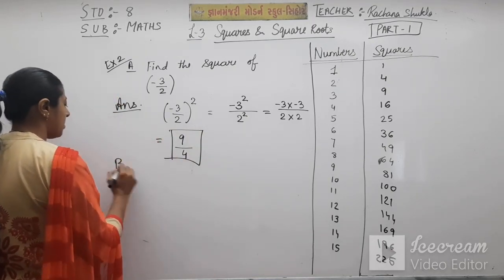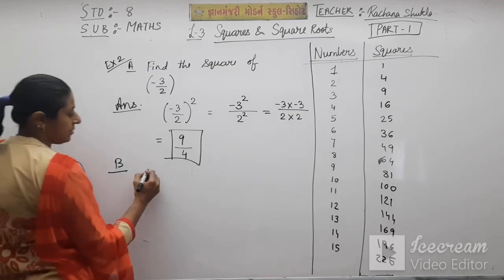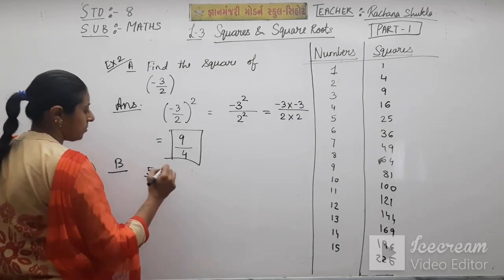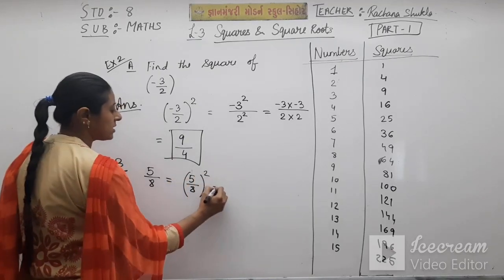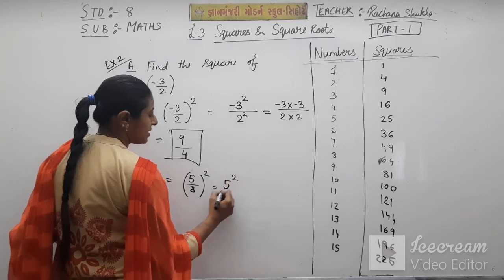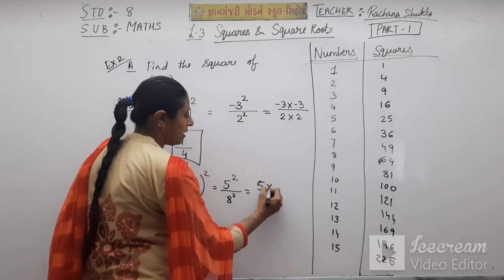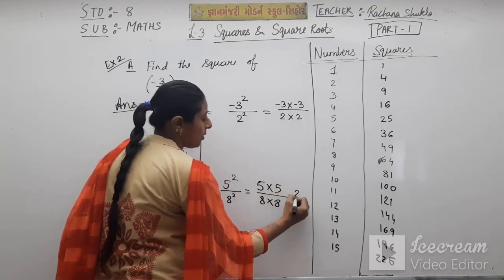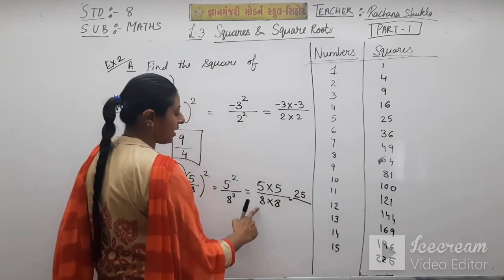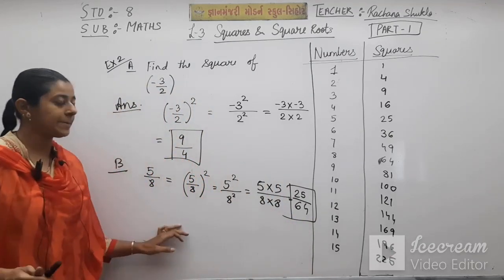Next, number B. Your question is 5 upon 8. So, 5 upon 8 means 5 upon 8 whole square, that is 5 square upon 8 square. Again multiply 5 into 5 and 8 into 8. That is 25, 5 5s are 25. 8 8s are 64. This is your answer.